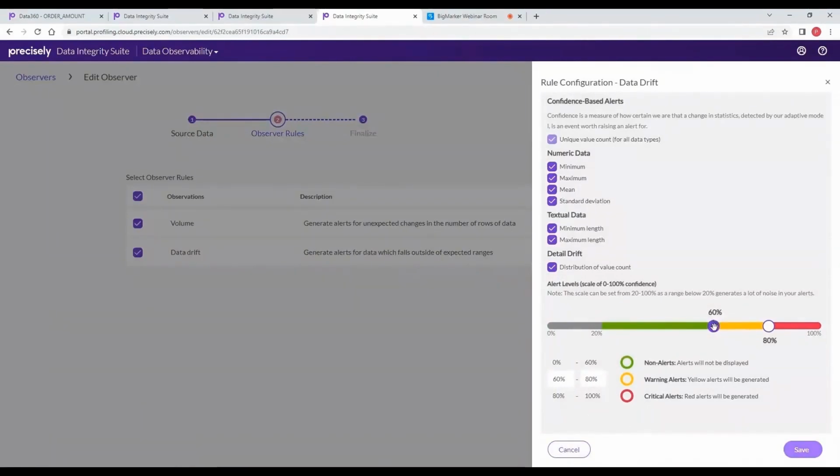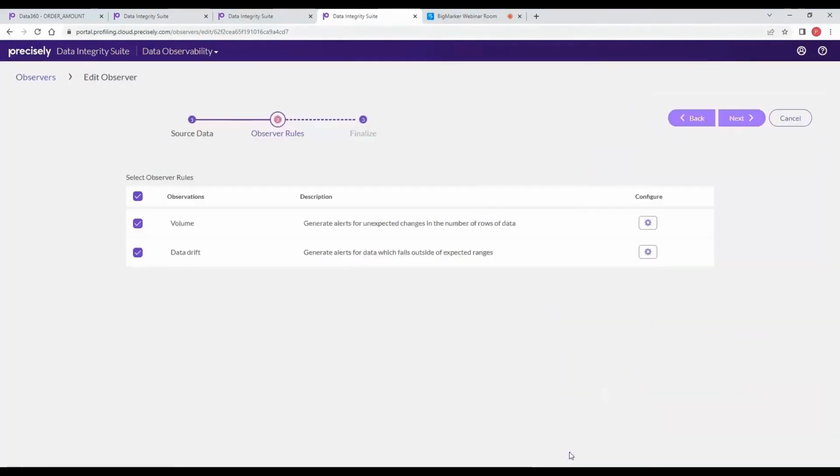As you see, we're looking at the numeric data, the textual data, the distribution of those value counts. So it's looking at multiple aspects of what can come in from your data perspective, the content of your data, and it's measuring it against what has historically been coming in. And then you have these different alert levels. As you see, there are three different categories, and I can toggle them around according to my use case, according to how I understand my data, and I can set it up.